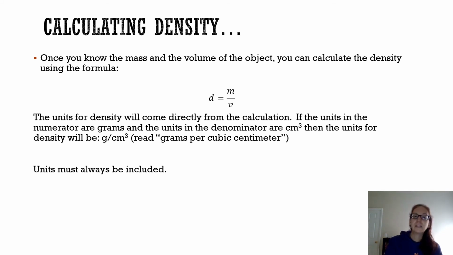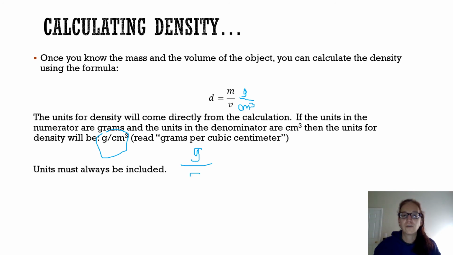The units for density will come directly from the calculations. So if the units in the numerator are grams and the units in the denominator are cubic centimeters, or centimeters cubed, so you've got grams in the numerator and cubic centimeters in the denominator, then the units for density will be grams per cubic centimeter.